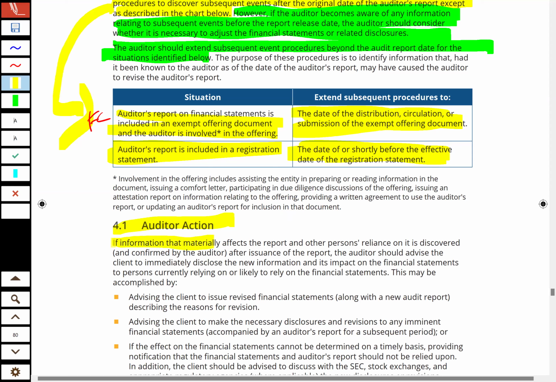If information that materially affects the report and other persons' reliance is discovered after issuance of the report, the auditor should advise the client to immediately disclose the new information and its impact in the financial statements. Okay, now when you say disclose it, what do you mean? You might ask them to go ahead and reissue the statements disclosing that information, or issue a press release or something, but you have to make sure that individuals relying on those statements are made aware of the thing that should have been disclosed.